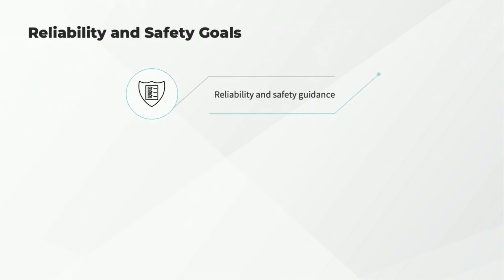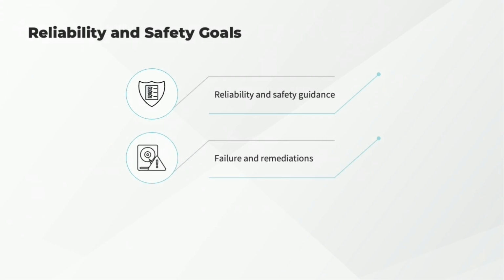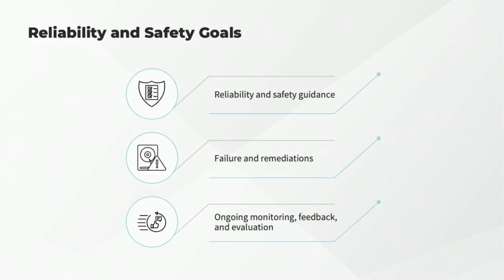Next are reliability and safety goals. And the first goal, reliability and safety guidance. This means defining and maintaining standards for reliable and safe behavior of AI systems. Then failures and remediations. This means designing AI systems to minimize the time for remediation of predictable or known failures, and ongoing monitoring, feedback, and evaluation. Implement ongoing monitoring and feedback mechanisms for continuous system improvement.